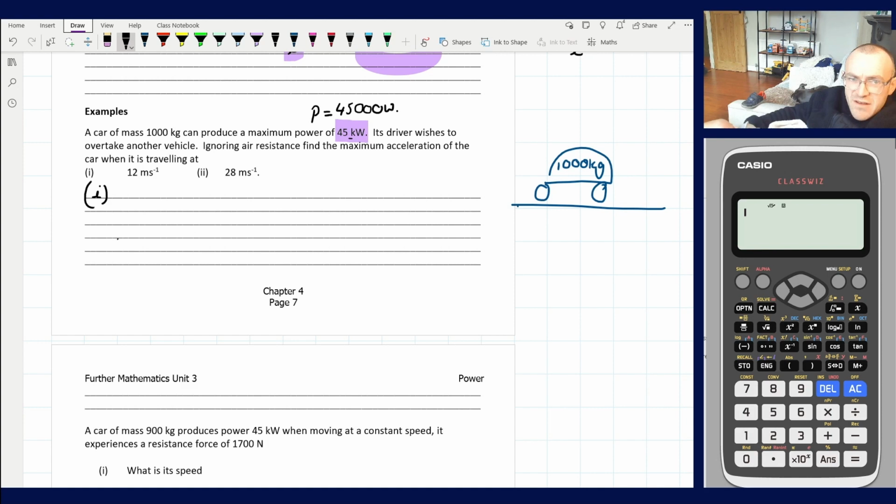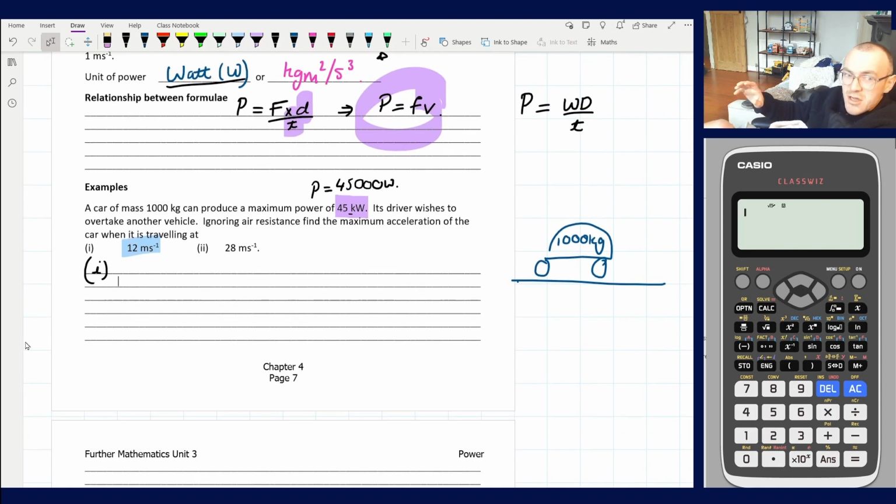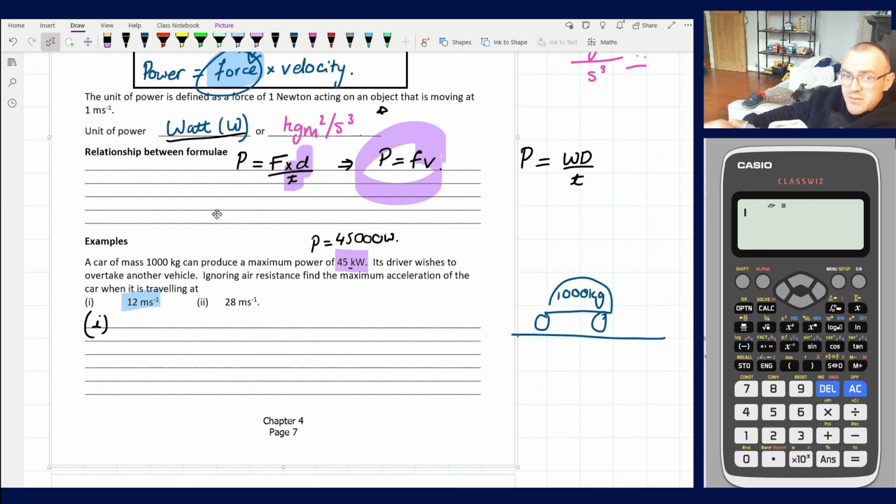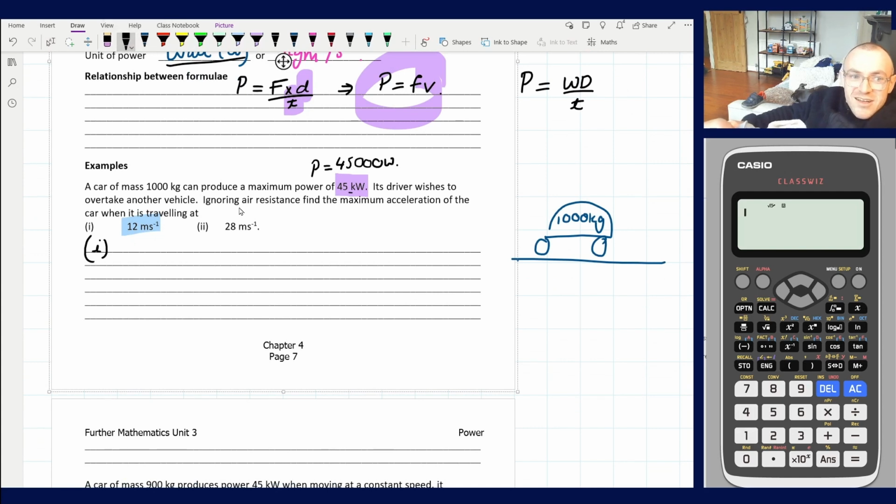So I'm looking at these values, and initially I'm thinking, what formula am I going to use for power here? Because there's two. Noticing that these are velocities, it probably seems a good idea to start with this formula, force times velocity. So that's what we're going to do. So I'm going to write the maximum power available to me over here. I'm going to take the force and I'm going to take the velocity, 12, and I'm going to rearrange this formula. 45,000 over 12.